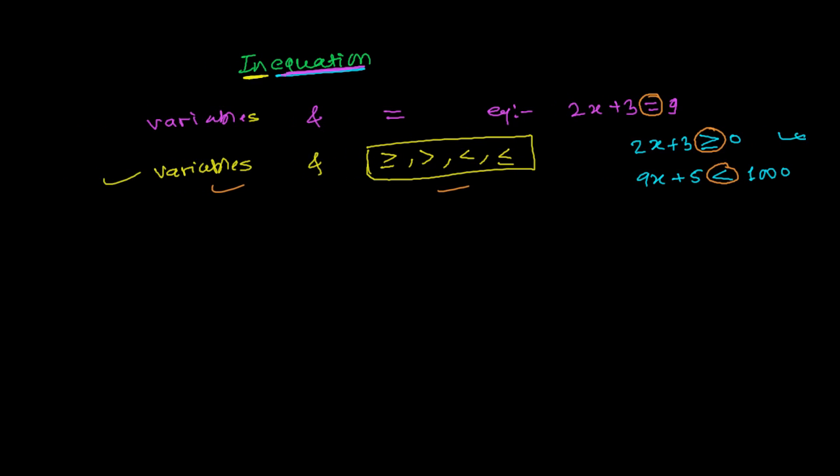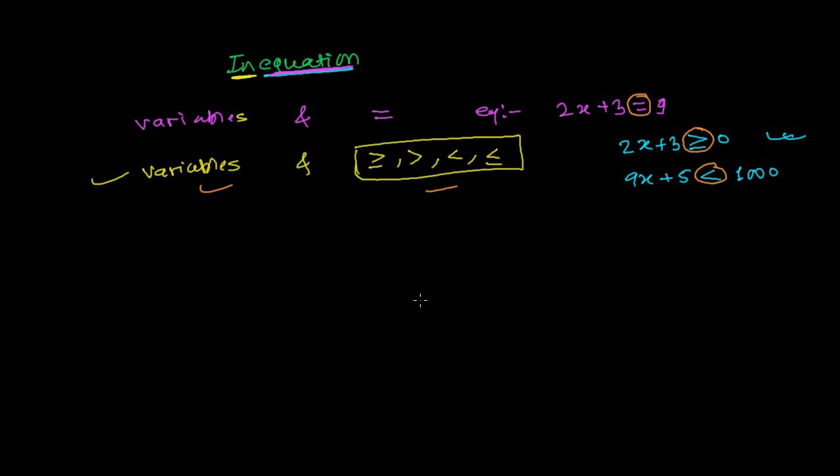Inequations may contain one variable, two variables, or three variables, depending on the situation. Inequations can contain one or more than one variable. It may be a linear inequation or a quadratic inequation. Linear means the highest power of the variable is 1, and if the variable has highest power 2, then we'll say a quadratic inequation. We may have cubic inequations or any polynomial inequation. So there are various types of inequation.